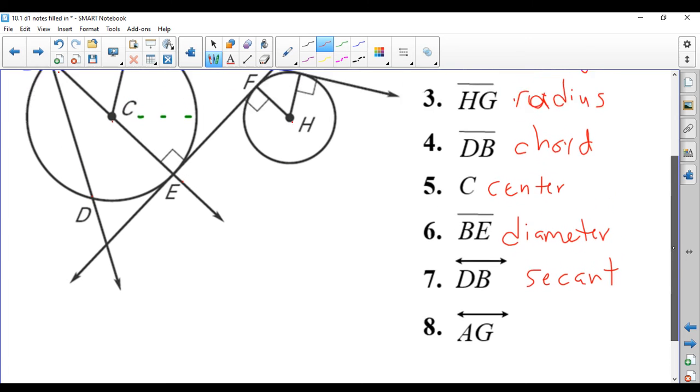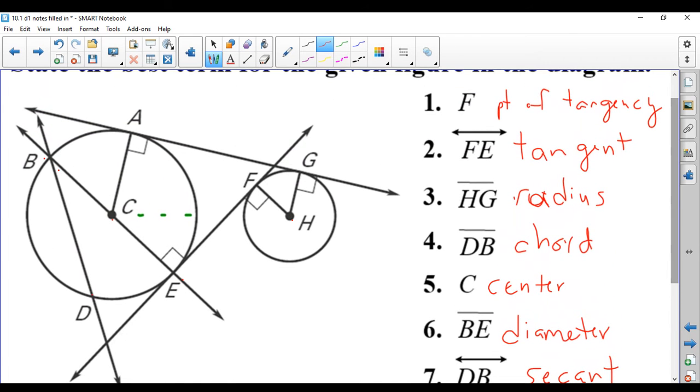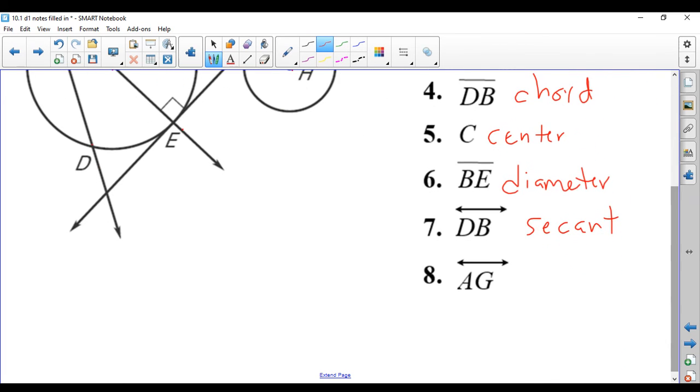And then line AG. AG is tangent to circle C and tangent to circle H. We're going to talk about the lines that are tangent to two circles a little bit more, but this is also a tangent.